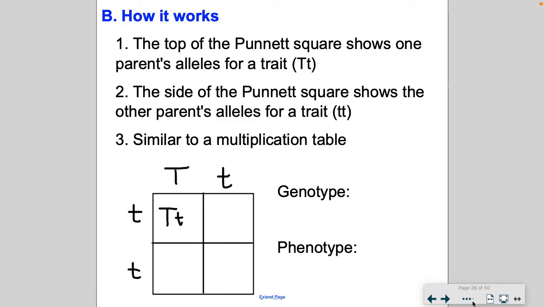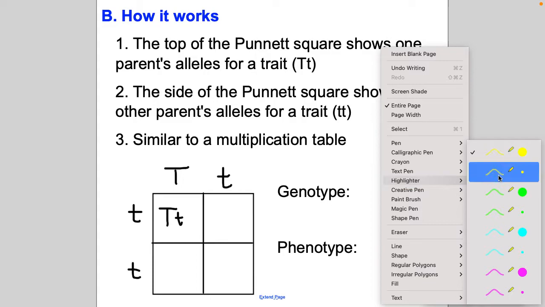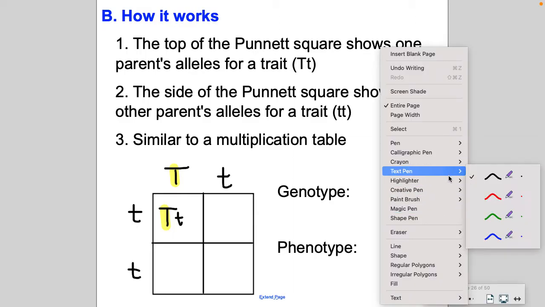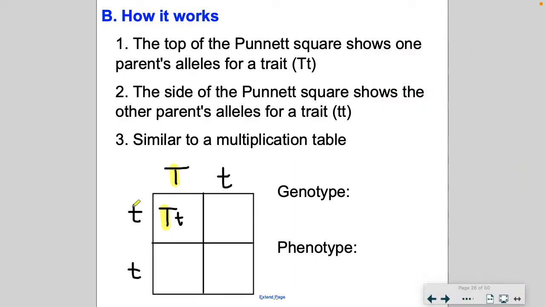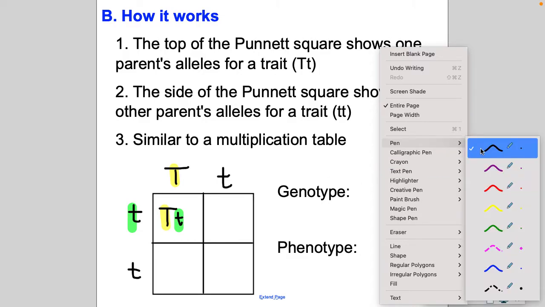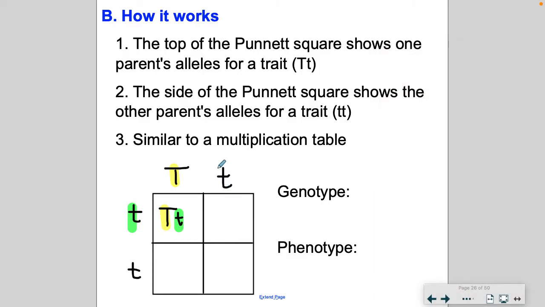So I'm going to go to my highlighter just so I can show you. So this T is right here. I'll get a different color. And this little t is right there. So remember, an organism gets 1 letter from each parent. And then you just go on and you fill in the rest. So the second square, okay, this parent has a little t, and this parent has a little t. So this square is going to be little t, little t.